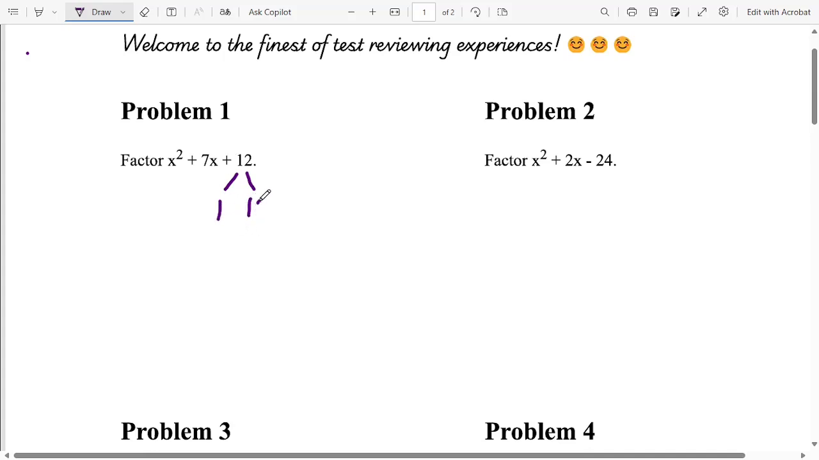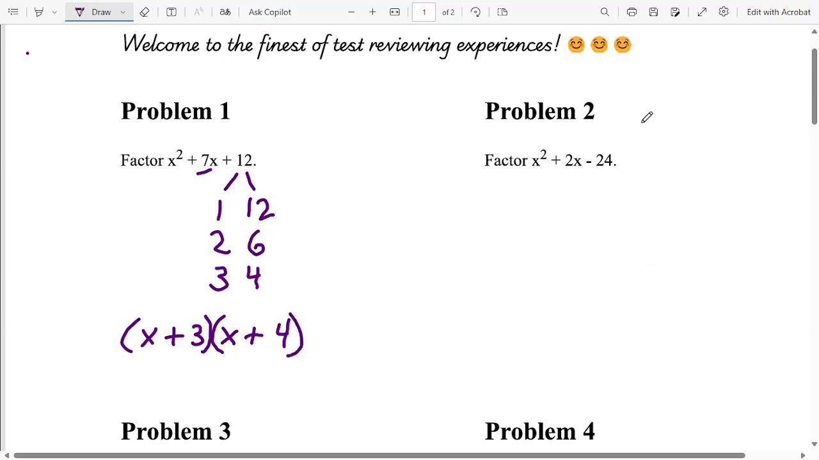Let's list them out. So we have 1 times 12, 2 times 6, and 3 times 4. And we're looking for the pair of factors that adds up to 7. So we got 3 and 4 here. So we can write this in factored form as x plus 3 times x plus 4. And there we go.